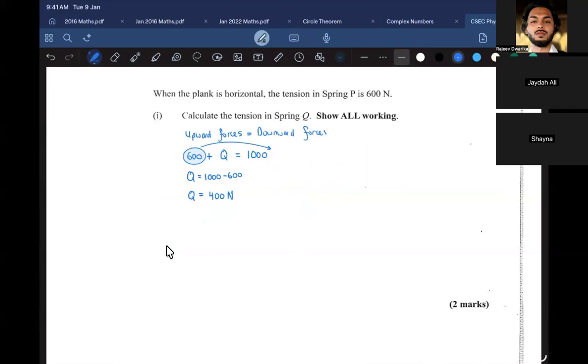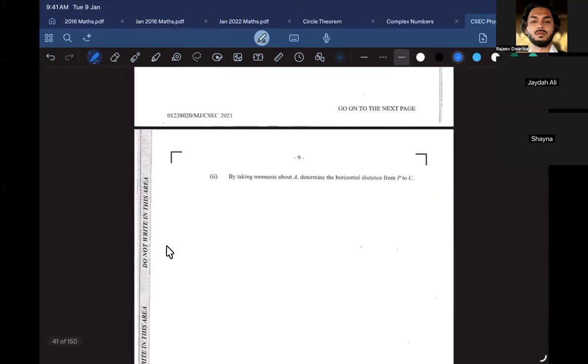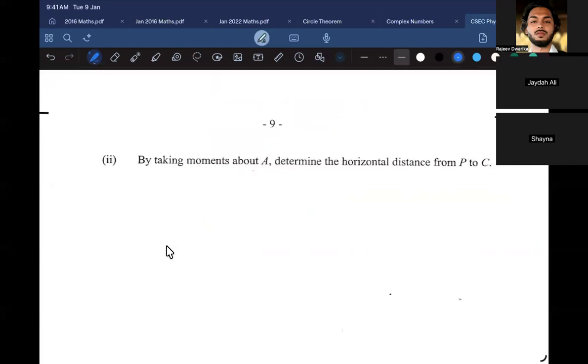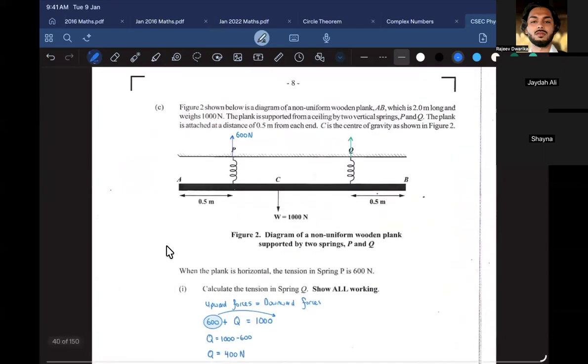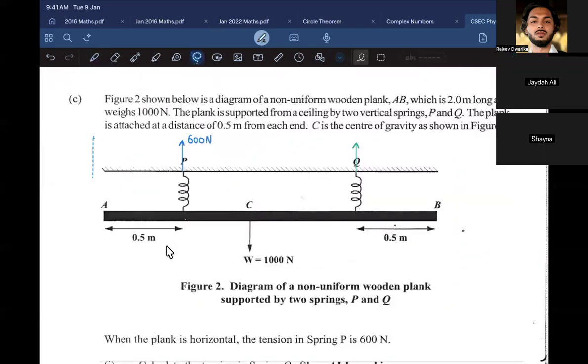Okay, nice. All right, in part two, by taking moments about A, determine the horizontal distance from P to C. All right, so let me just take this diagram and I'm going to put all of the information on it.